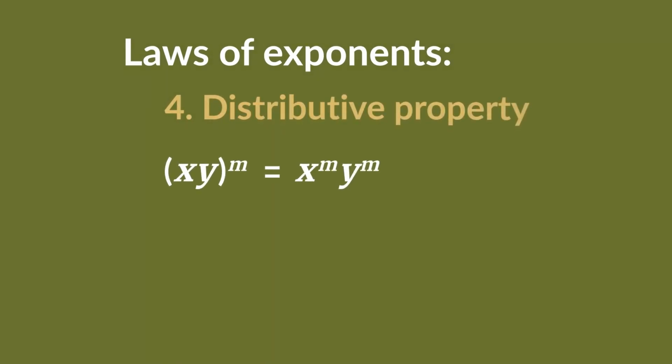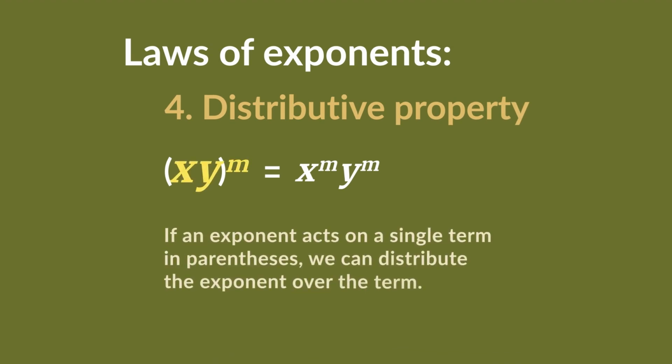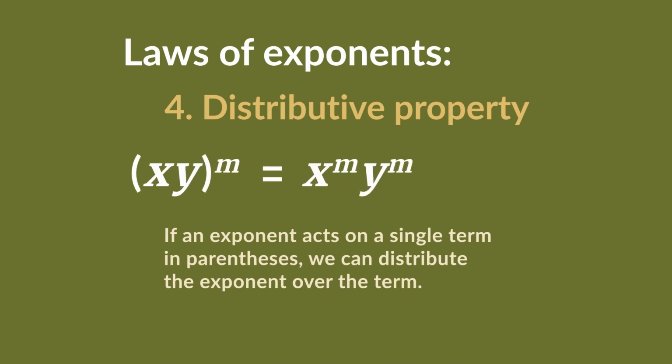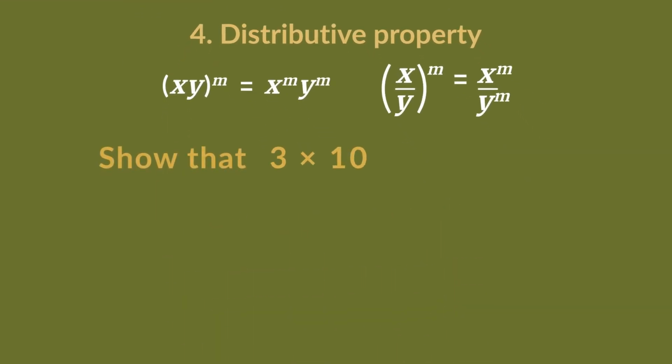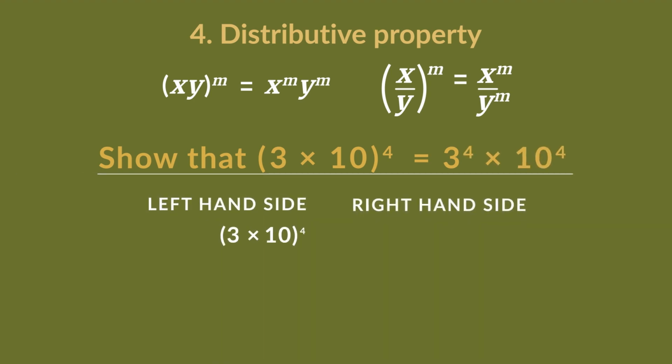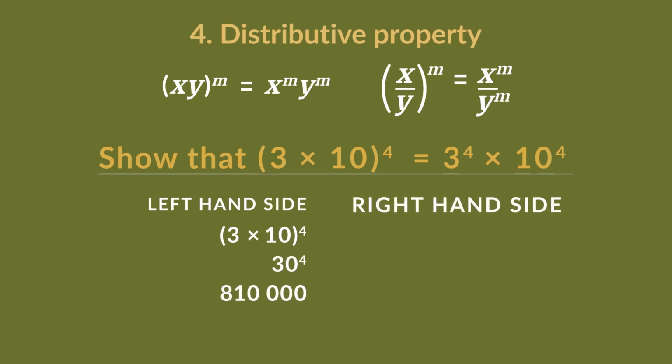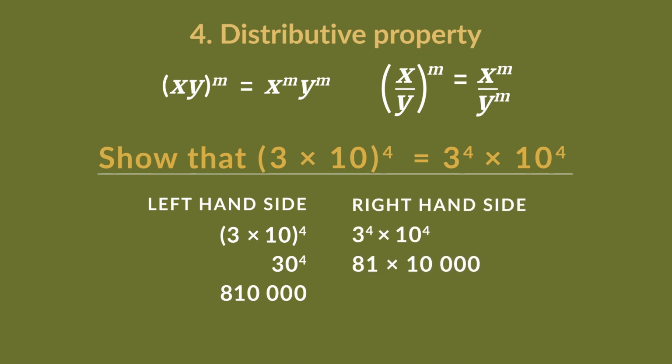The distributive property law states that if an exponent acts on a single term in parentheses or brackets, we can distribute the exponent over the term. This applies to both multiplication and division. For this law, we'll show that 3 times 10 raised to the power of 4 is equal to 3 to the power of 4 times 10 to the power of 4. Here, 3 times 10 all to the power of 4 is equal to 30 to the power of 4, which is 810,000. And here, 3 to the power of 4 is 81, and 10 to the power of 4 is 10,000. 81 times 10,000 is equal to 810,000. The left-hand side is the same as the right-hand side.